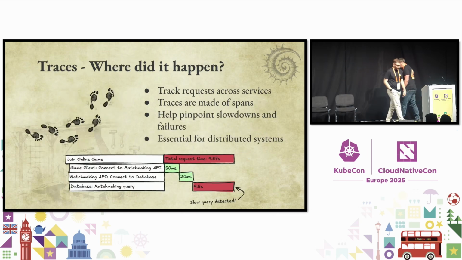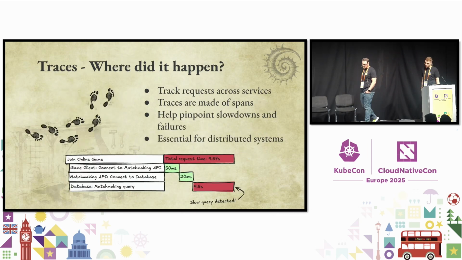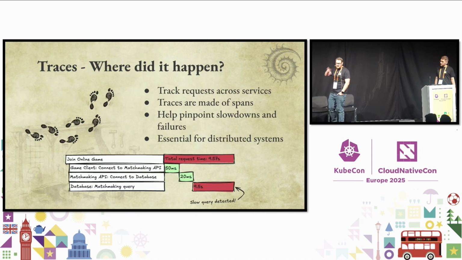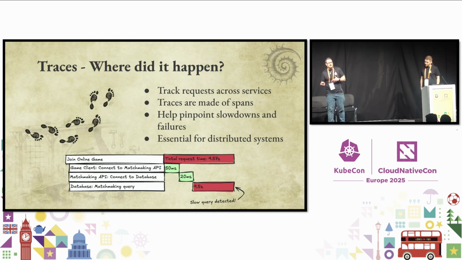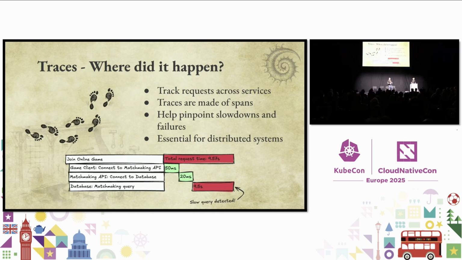Cool. And then we have traces. These are the final piece of the puzzle we're going to talk about today. They let us see our request's journey through our systems. Traces are made up of what we call spans, and each span is a particular action taken within that system. They allow us to pinpoint slowdowns within a system and figure out where things are going wrong.